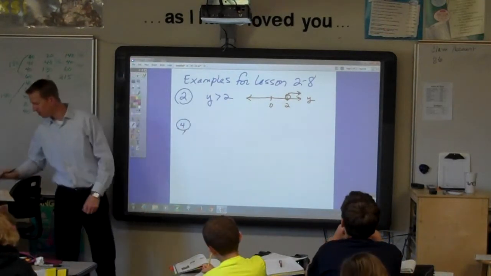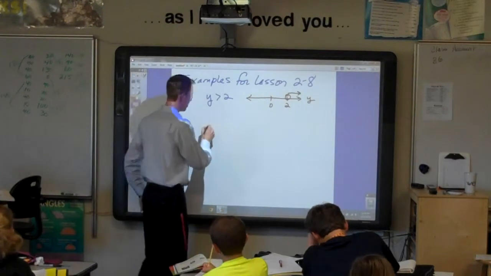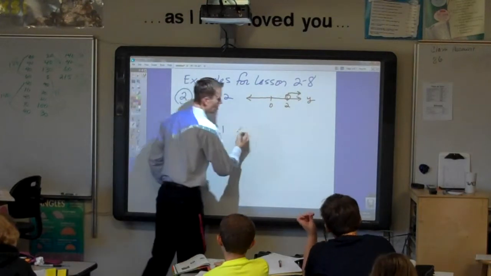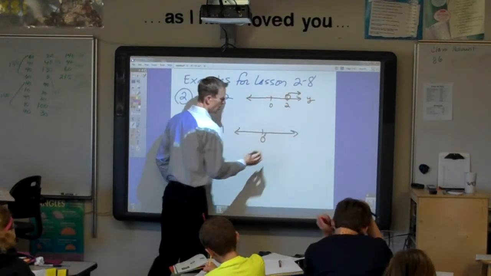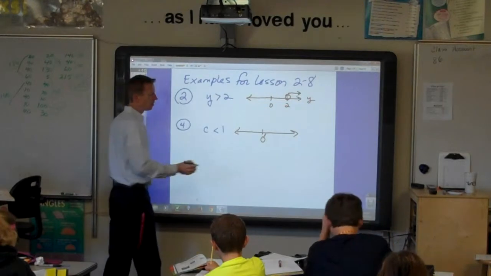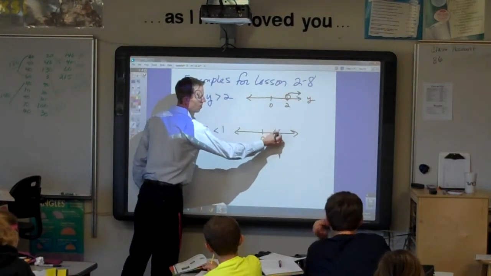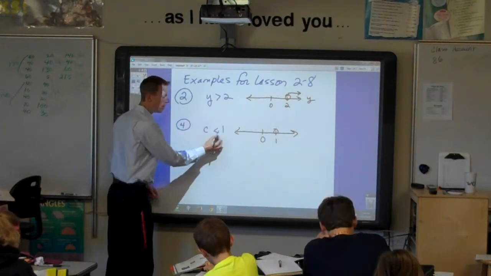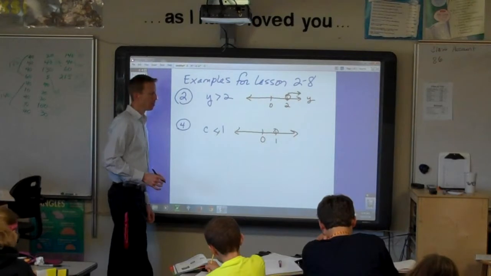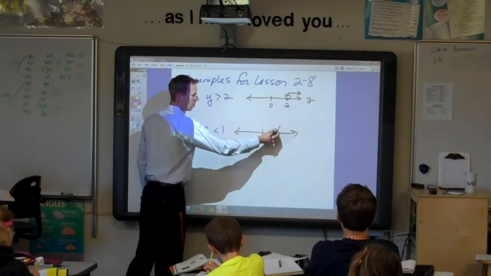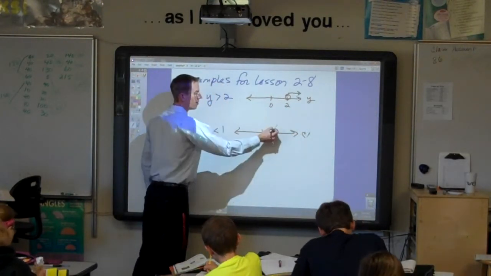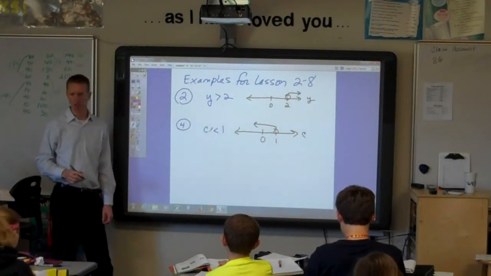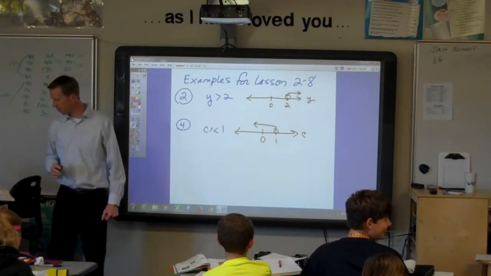Number 4. C is less than 1. Draw your number line. Mark the number. Open dot again because it's just the less than sign. It doesn't have the line underneath it. And then label this line C. Draw the arrow to the left because C is less than 1. Right?